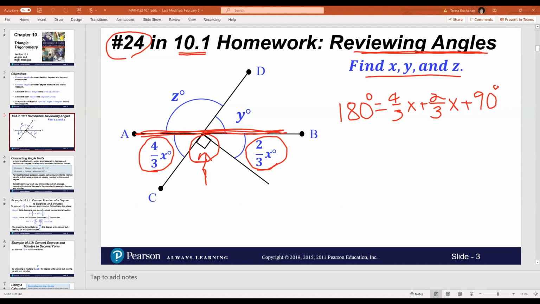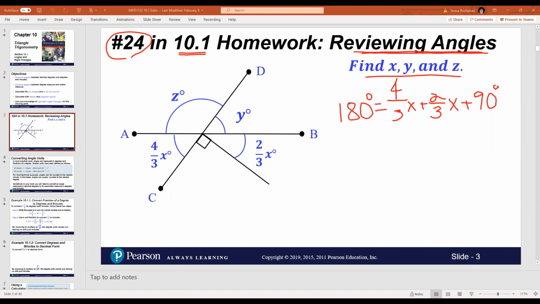So stop and make sure you're seeing that. The total of the three angles here, here, and here, 4/3 X plus 2/3 X plus the 90, has to be 180. So that gives me a way to start solving for this. And from here, it's actually kind of downhill. Sorry, I'm trying to make that look nicer and I made it worse. Trying to make it not look like a 9. Okay, if I can find X, I can certainly get to the others as well.